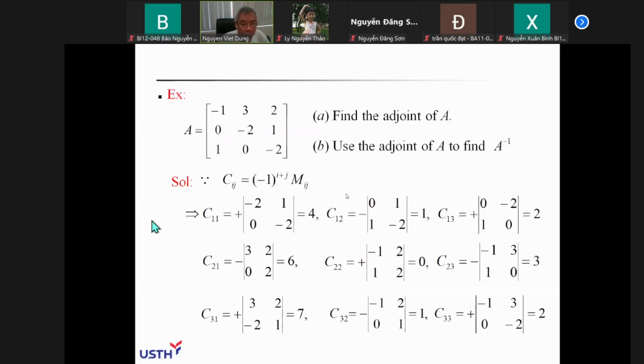And the example is given here. Suppose that you are given a 3 by 3 matrix like that, and you are required to find the inverse, A inverse. The first method you can apply is the Gauss-Jordan elimination to find the A inverse. But also here you can use the cofactor, or you can use the adjoint matrix to find it. In that case, the cofactor is very easy to find. However, you need to find nine cofactors here. And it is given in the slide here.